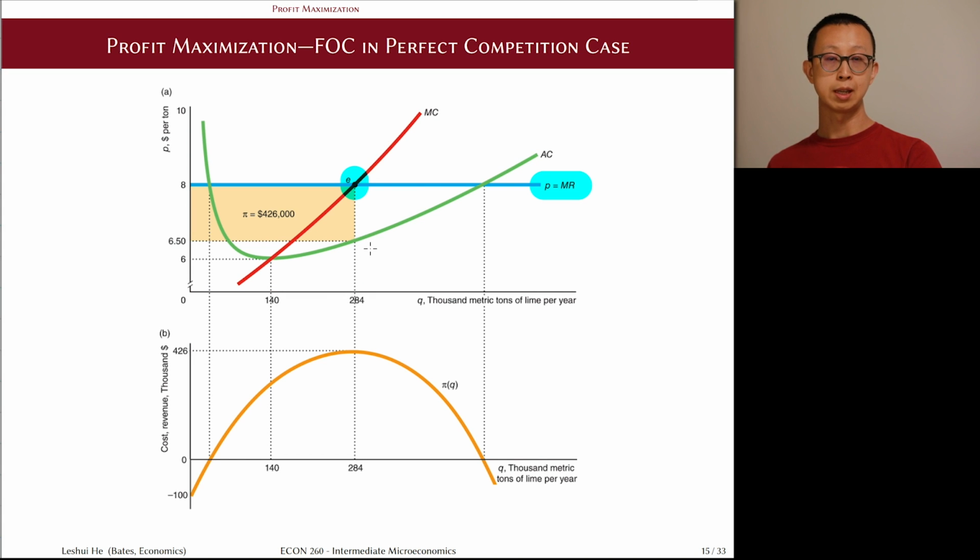And the firm's cost at this level of output is equal to the average cost at this output level, which is indicated by this average cost curve at this point of output level, multiplied by the output level Q. So the total cost will be 284 times the height of the average cost curve here, which is 650. In other words, the total cost is the area of the rectangle marked here.